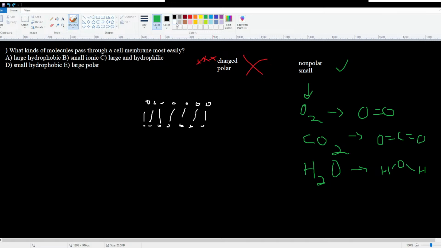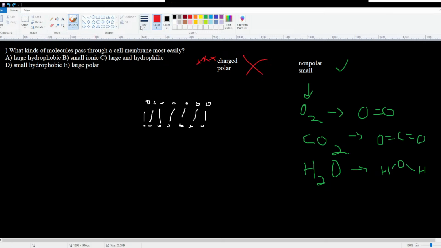So, going back, something that's charged is never going to go through. That includes ions, something like sodium or potassium. These are never going to go through. They're just going to be blocked off by this nonpolar region in the middle. And same thing with polar molecules.